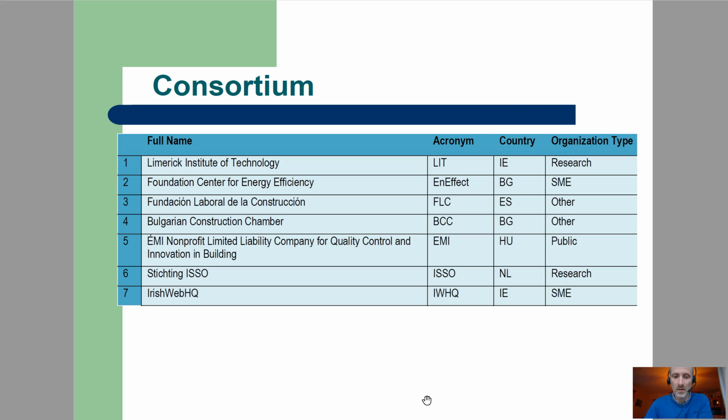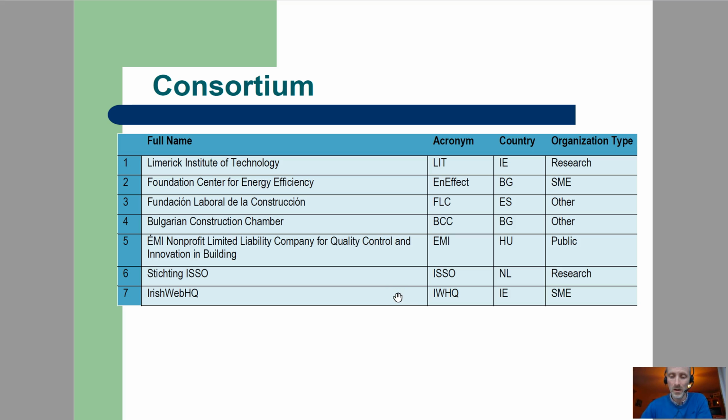So on to the consortium then. We had LIT as coordinator, so a research organisation. So again, important looking at the organisation types. We had a blend of research, public, SMEs and other types of bodies. So we had an SME in Bulgaria, a support organisation for construction workers in Spain, the Chamber of Commerce for the construction sector in Bulgaria, a public research company in Hungary, a construction support organisation in Holland, and a web development company in Ireland.